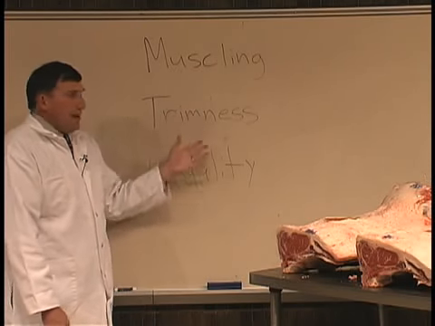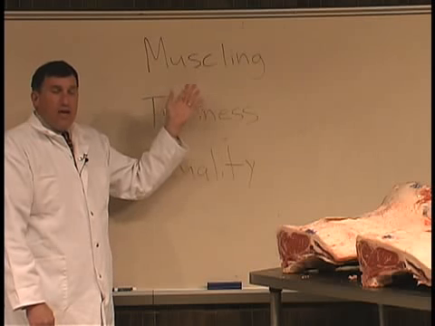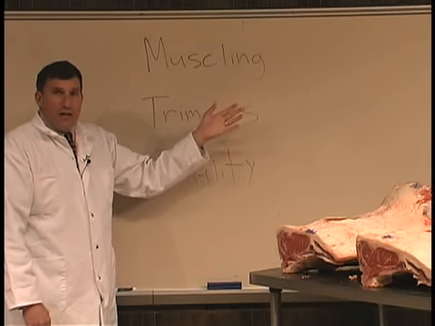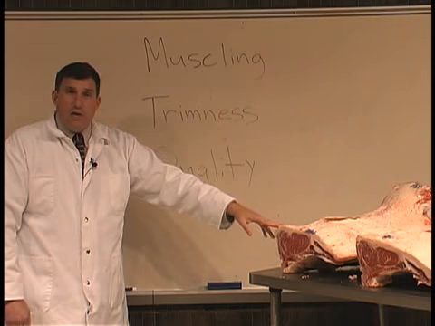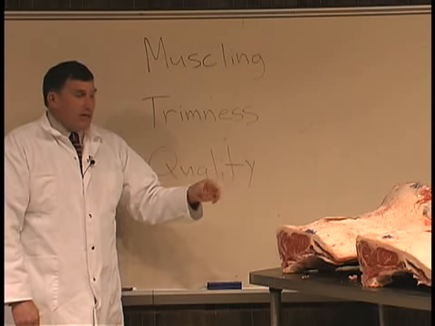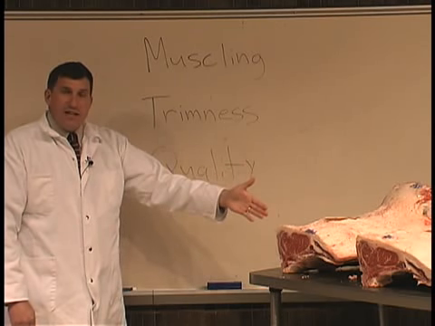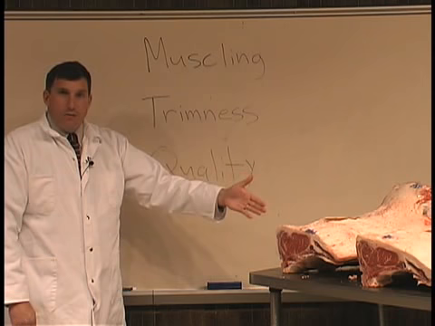As we break down these factors, muscling and trimness are an estimate of the cutability. For example, from this loin, what percent of that loin is going to be cut into closely trimmed steaks and roasts, and maybe closely trimmed boneless steaks and roasts? It's an estimate of the cutability of that to be steaks and roasts and not fat and bone.